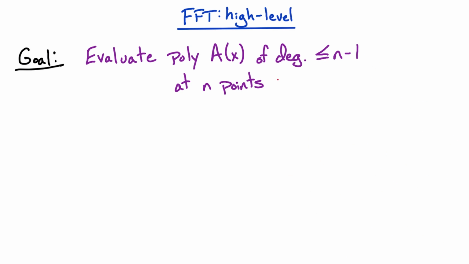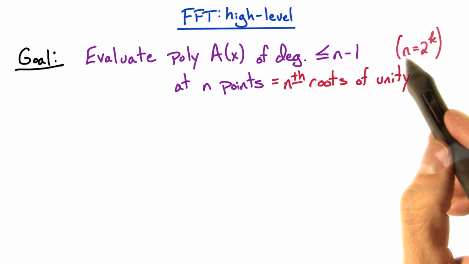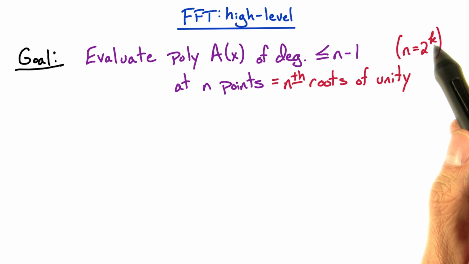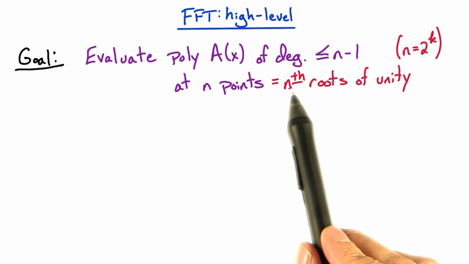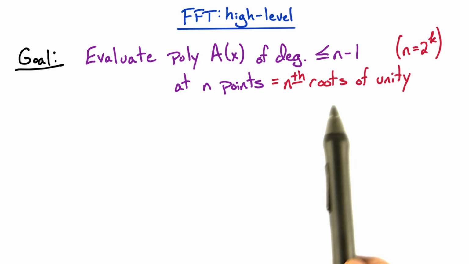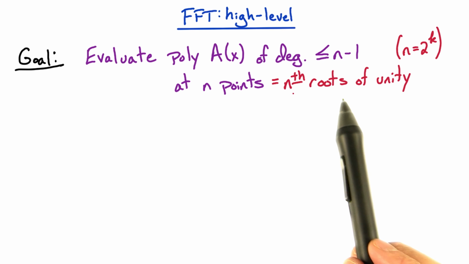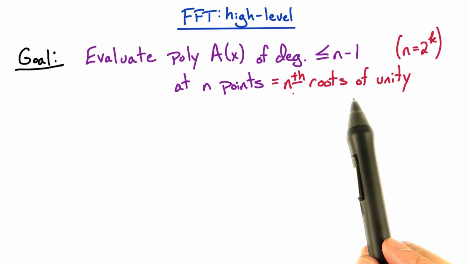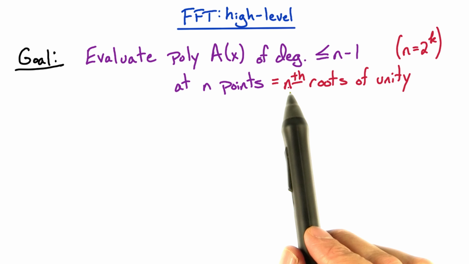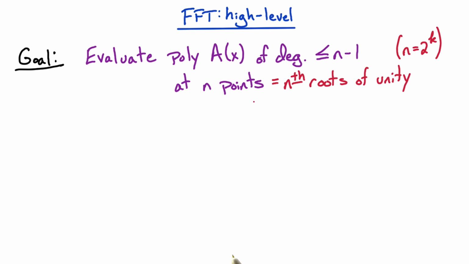Now what are the endpoints that we're going to choose? We're going to choose the nth roots of unity as our endpoints, which we're going to evaluate the polynomial a of x at. Now since n is a power of 2, so n equals 2 to the k for some positive integer k, then we know that these endpoints, the nth roots of unity, satisfy the plus-minus property. So the first n over 2 are opposite of the last n over 2, and the other property is that the square of the nth roots are the n over 2nd roots.